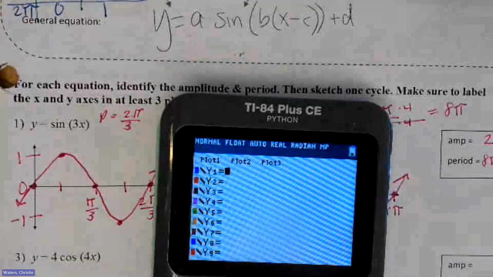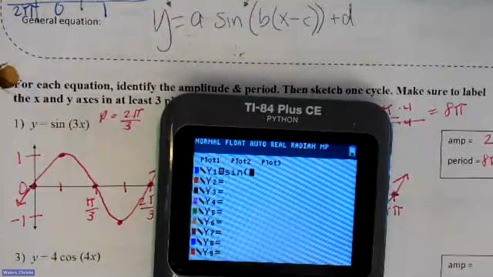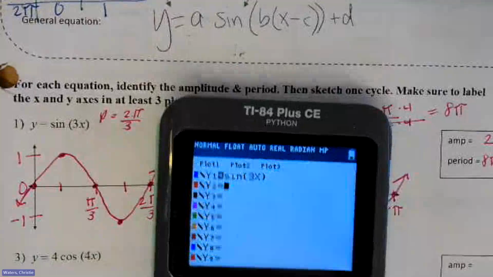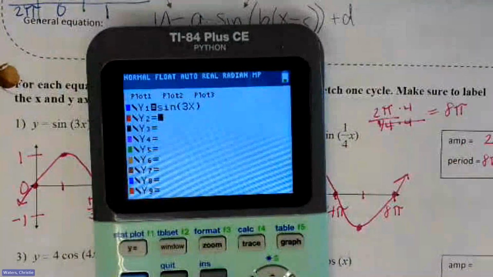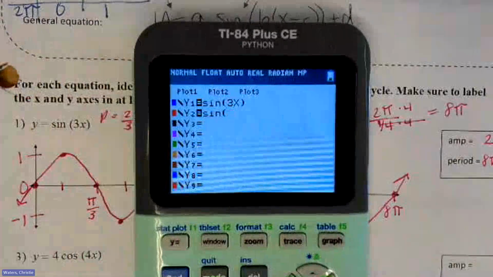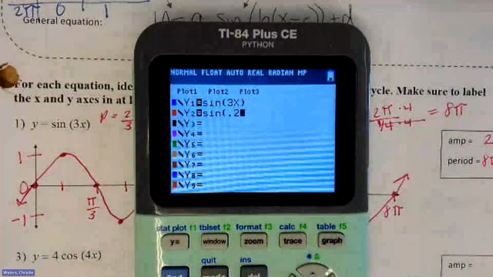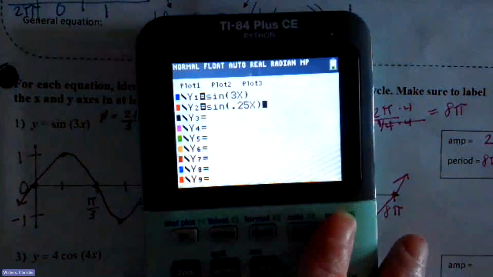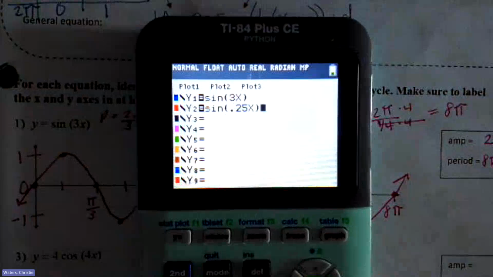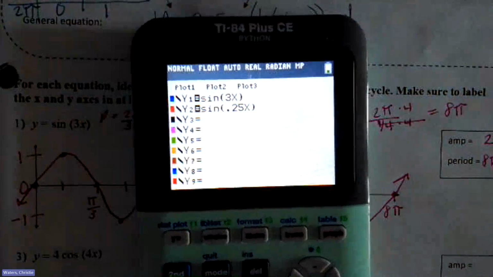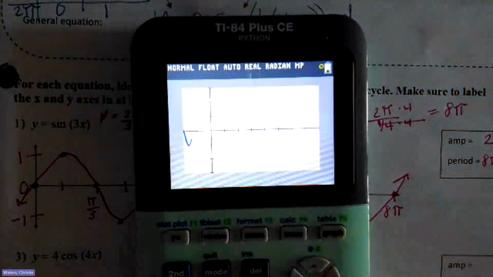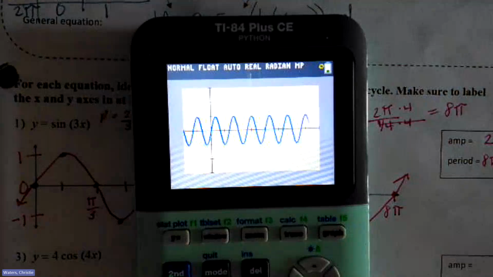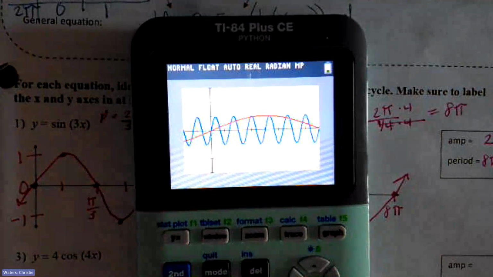So I've got sine of 3x, and I've got 2 times the sine of 1/4 x. I'm just going to do 0.25. I've already got this set up, I think out to 4 pi. I don't know, we'll graph it and see what it looks like. So that's the first one, that's your 3x, that's your 0.25x. So you can see how different they look.